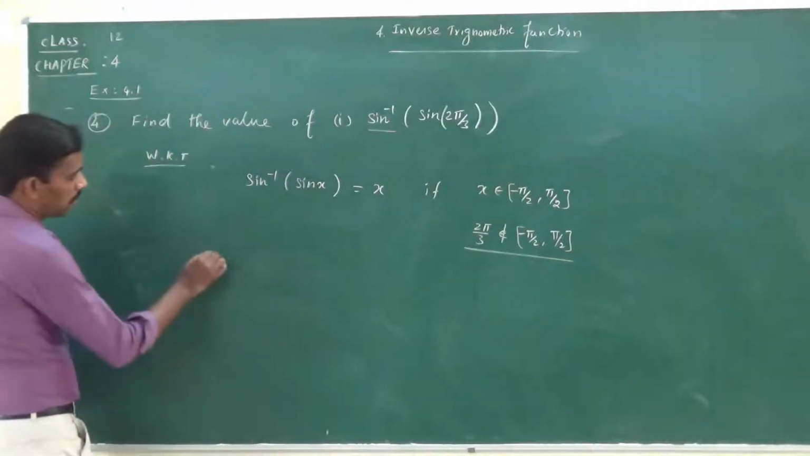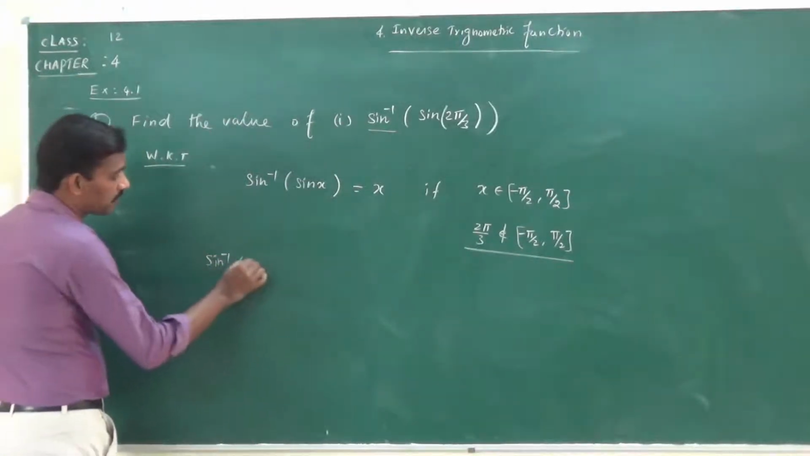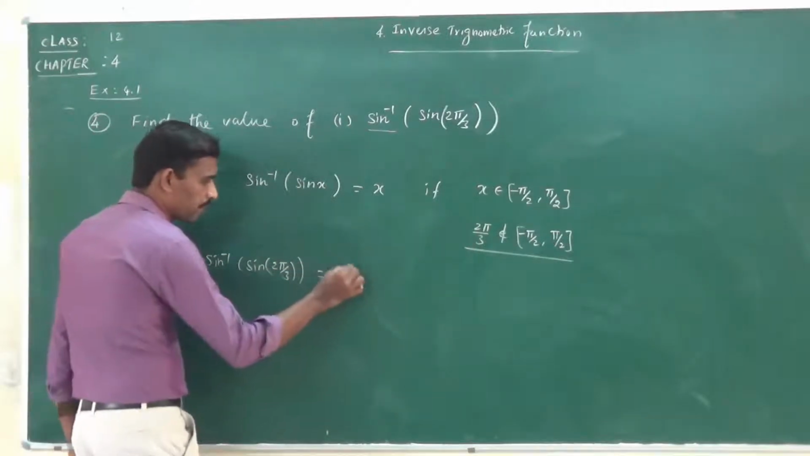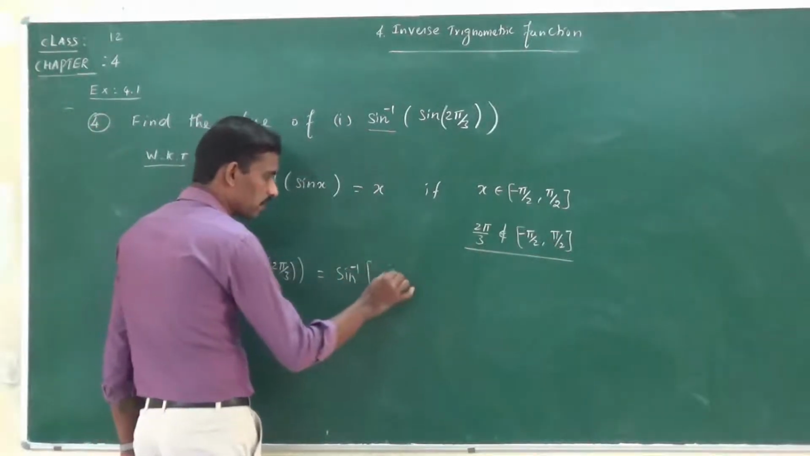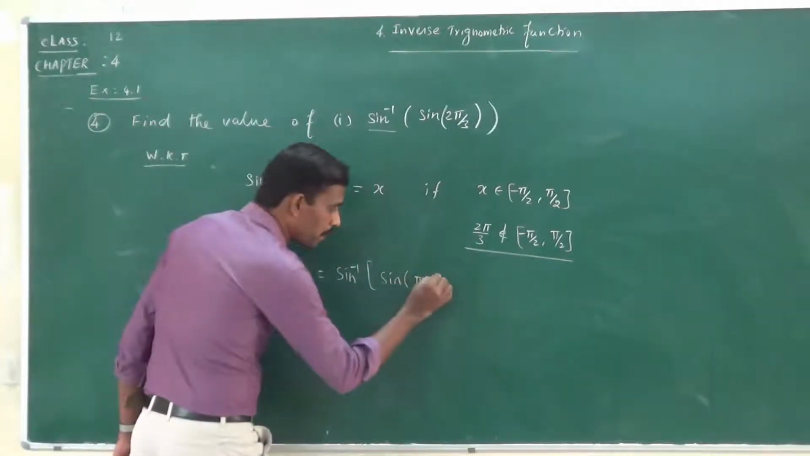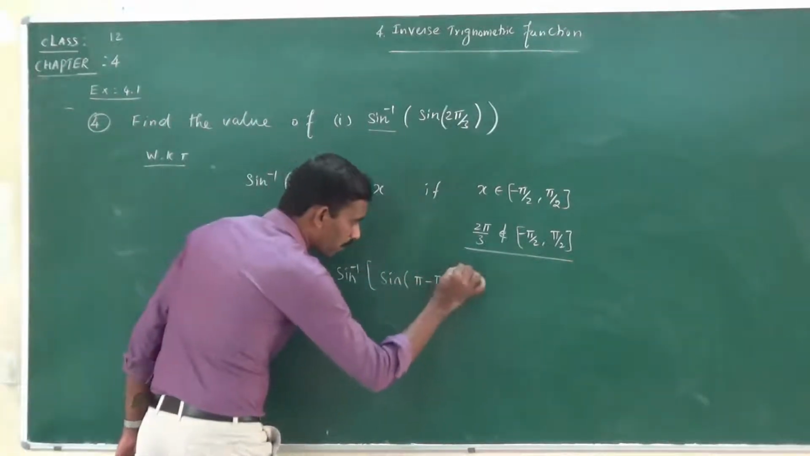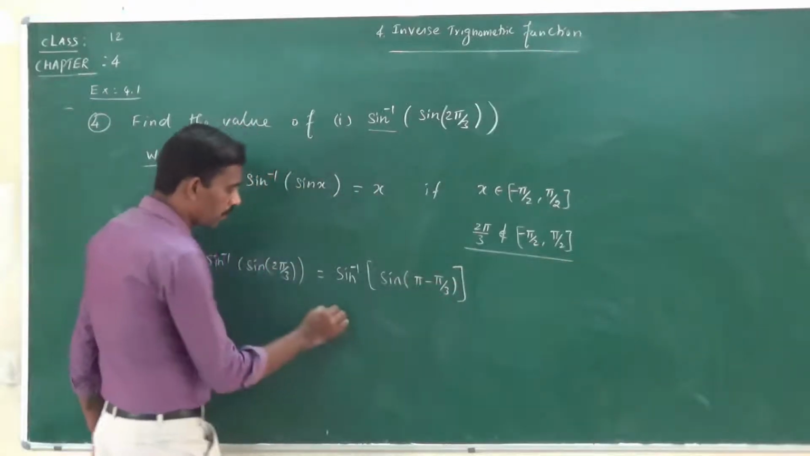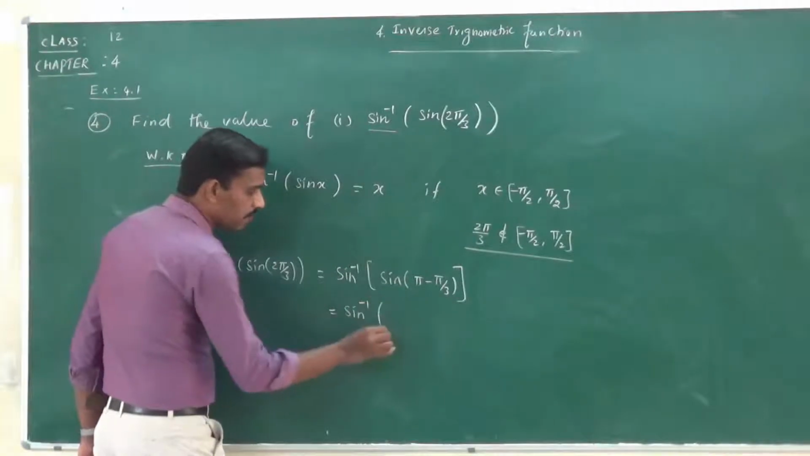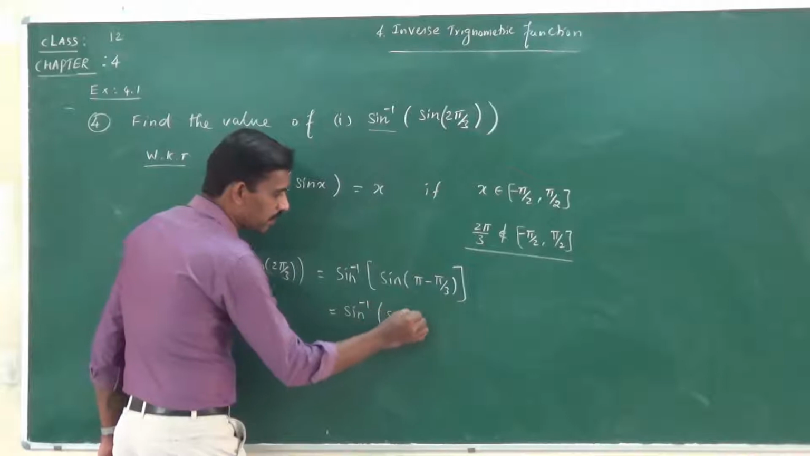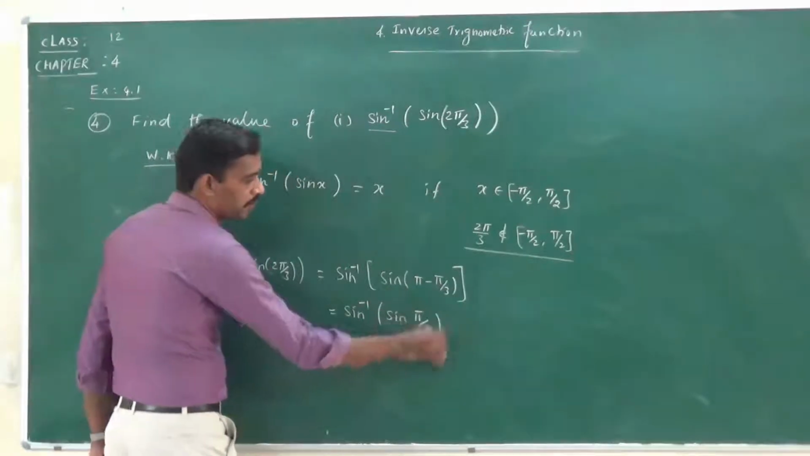Hence, sin inverse of sin of 2 pi by 3, we can write like this. Sin inverse of sin of 2 pi by 3, I am going to write pi minus pi by 3. So, taking cross multiplication, 3 pi minus pi, 2 pi by 3. Now, sin inverse of sin of pi minus pi by 3 is nothing but pi by 3.